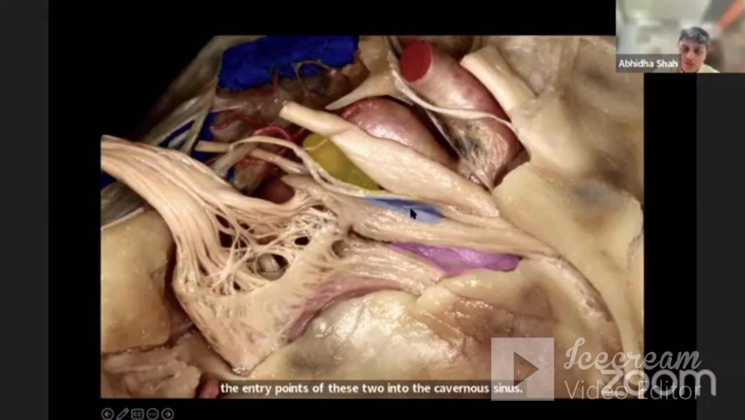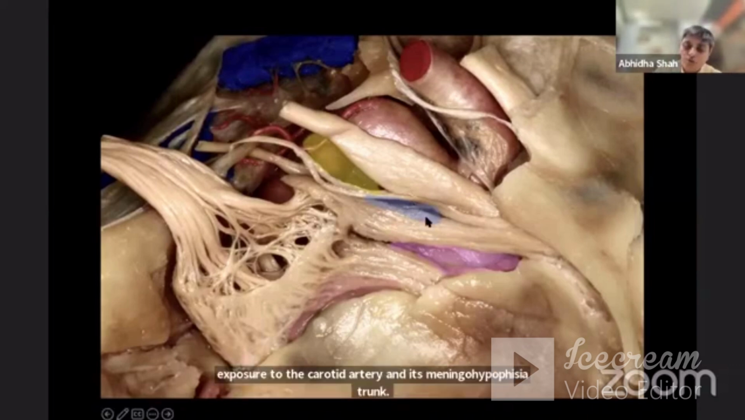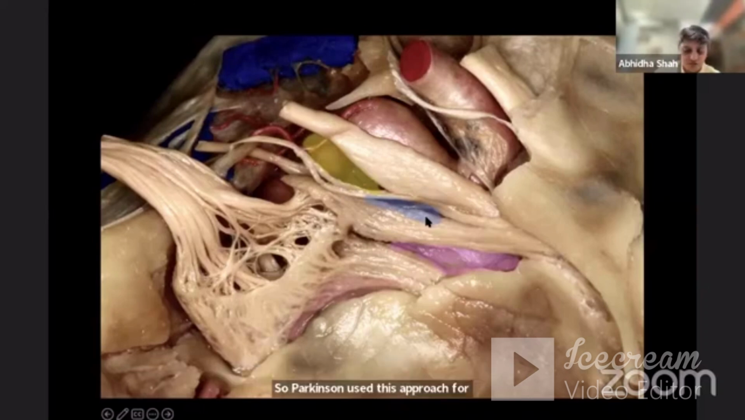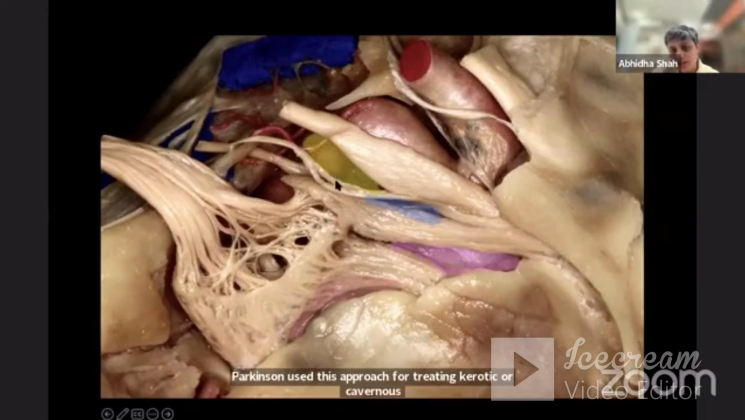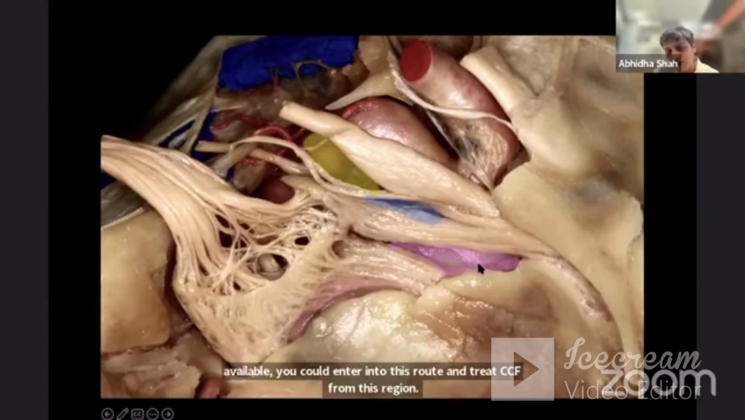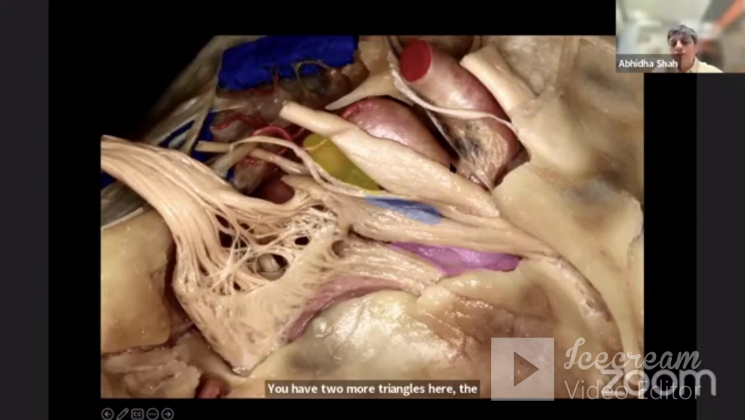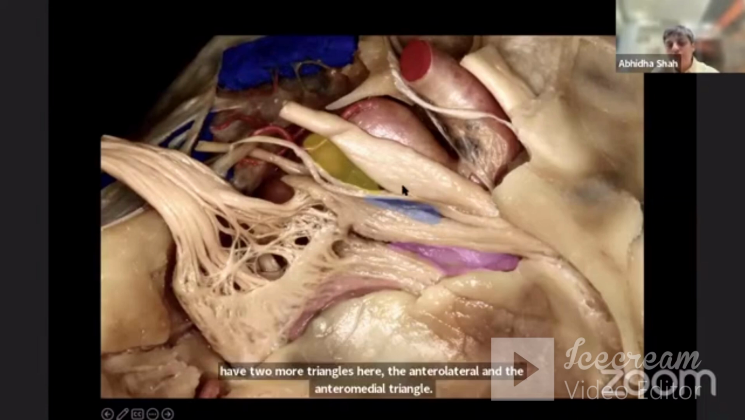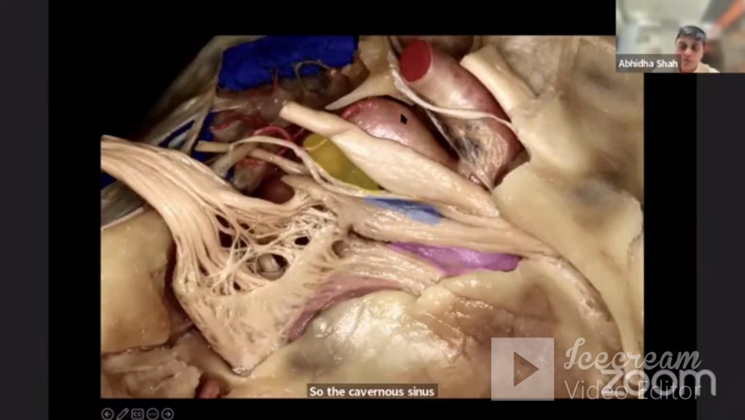And what is the importance of this triangle? If you incise and enter into this triangle, it gives you exposure to the carotid artery and its meningohypophyseal trunk. So Parkinson used this approach for treating carotid-cavernous fistula. When there was no endovascular embolization available, you could enter through this route and treat CCF from this region. You have two more triangles here, the anterolateral and the anteromedial triangle. So the cavernous sinus per se has these four triangles, the two in the roof, that is the clinoidal and the oculomotor, and this one, the supratrochlear and infratrochlear triangle.